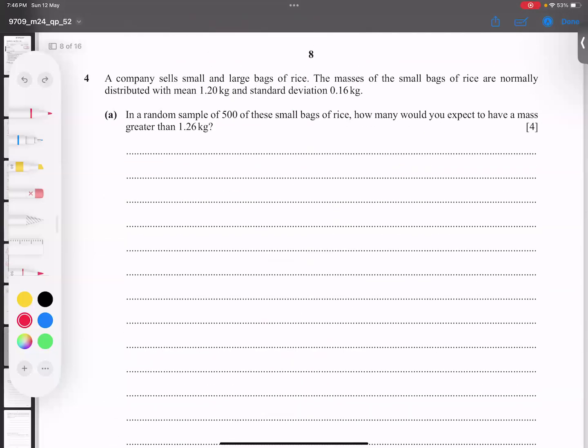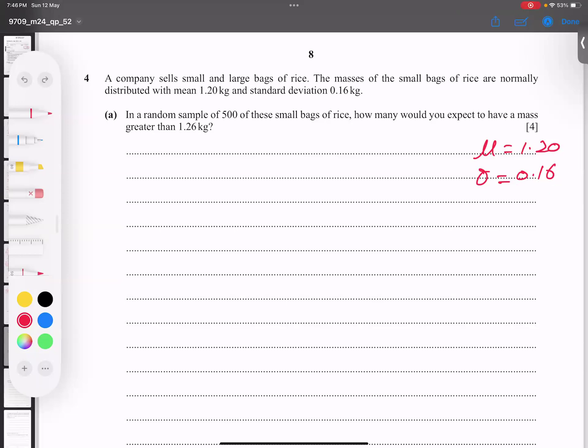Question number 4. A company sells small and large bags of rice. The masses of the small bags of rice are normally distributed. Okay, so normal distribution. Mean is this much. So let me write mean is 1.20 kilogram and standard deviation 0.16. So how much deviate? Less or more? Actually, the bag is 1.2 kilogram on average, but slightly less or slightly more while filling the bag. So 0.16 is the deviation, plus and minus.